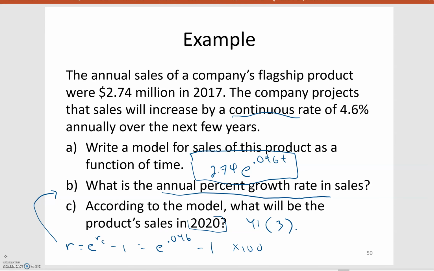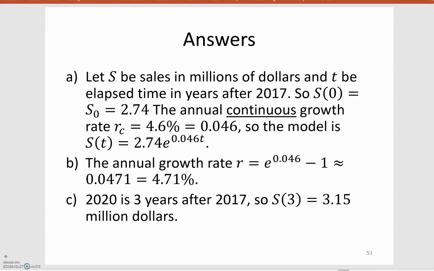So this is a pretty straightforward set of questions, really. Here's our answers. I think you should probably do this on your own, but just to show you what I was talking about there. There's our model. Here is our growth rate computation. And then we just evaluate the model after 3 years. All right, so give that one a shot.